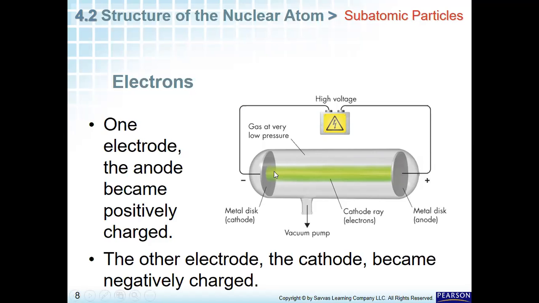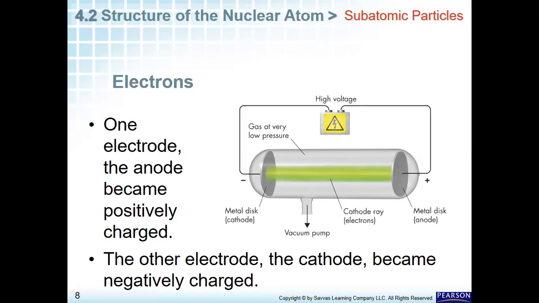You will get here the two electrodes, the negative one and the positive one. And here are the high voltage batteries giving the current to the tube. And here we get, guys, that the negative electrode is called the cathode and the positive one is called the anode. And we will see what happened.